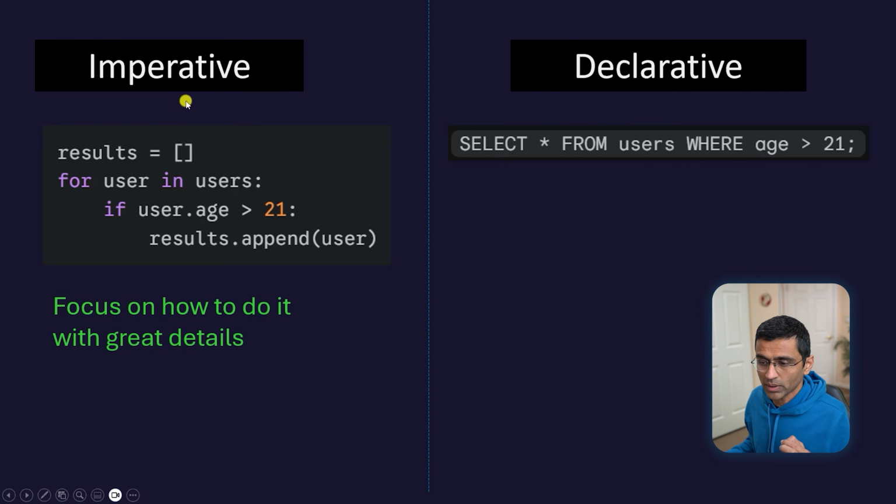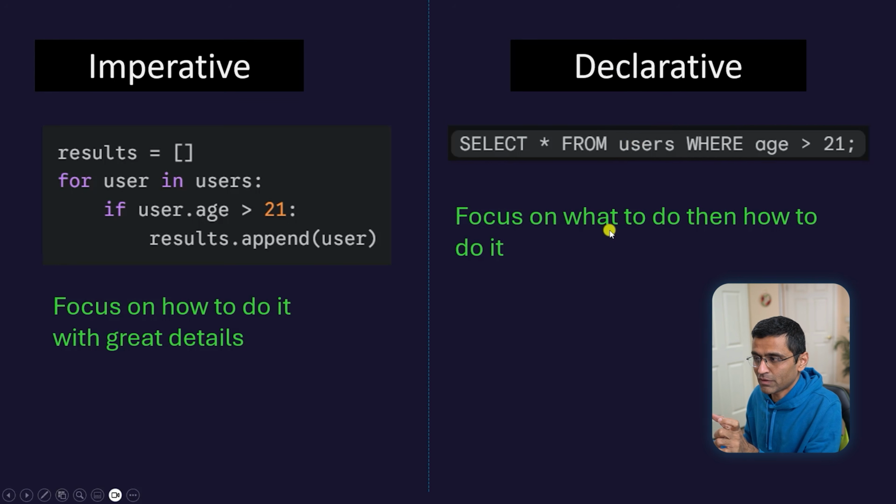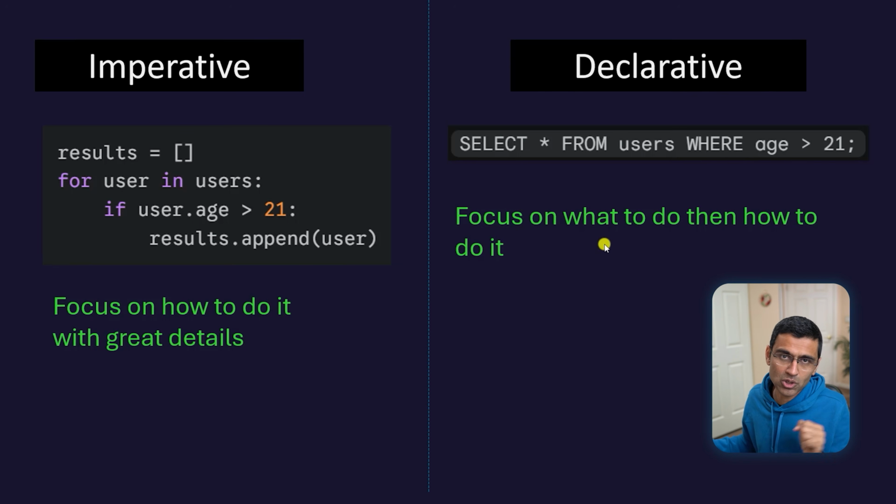In imperative coding, you focus on how to do it with great details. I want to filter records greater than 21 age, and I will give all the details. Okay, run this for loop, check if condition, append result to this particular array. Whereas in declarative, you focus on what to do, rather than how to do. Okay, look at these two examples, you will get an idea. So for our project, we will use this kind of declarative approach where we will focus on what to do rather than how to do it.